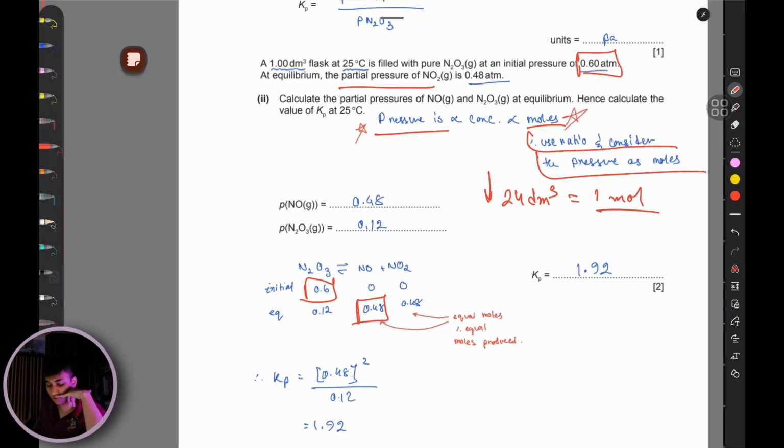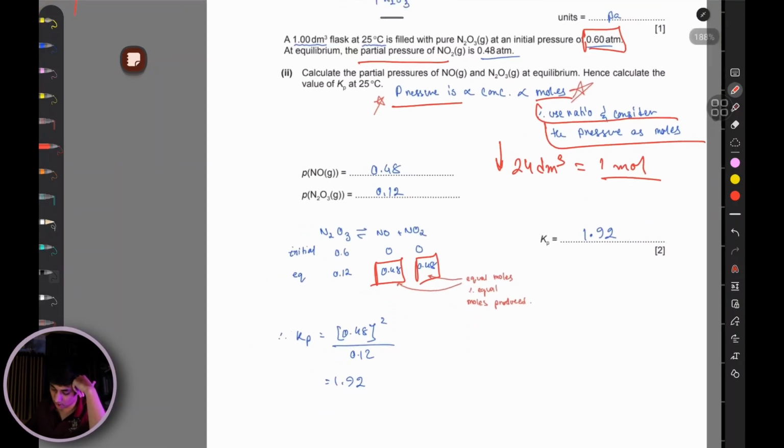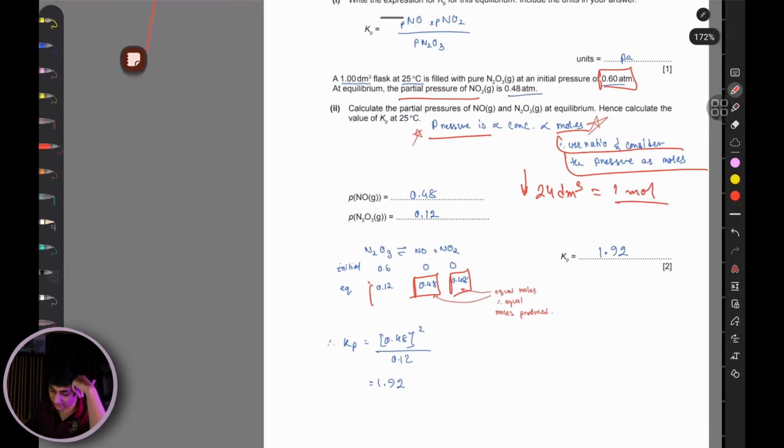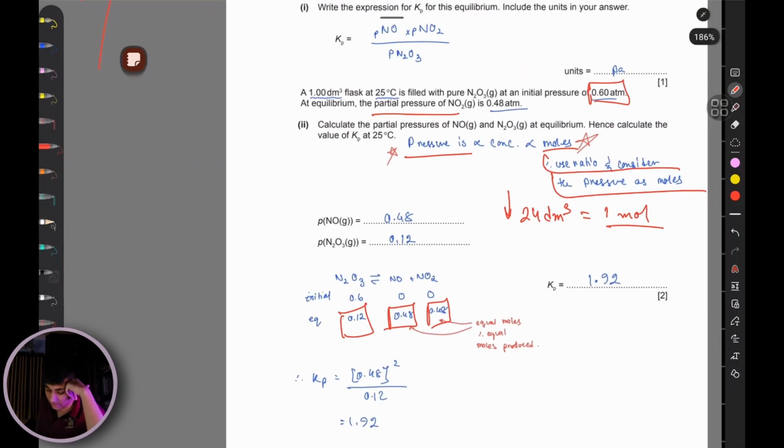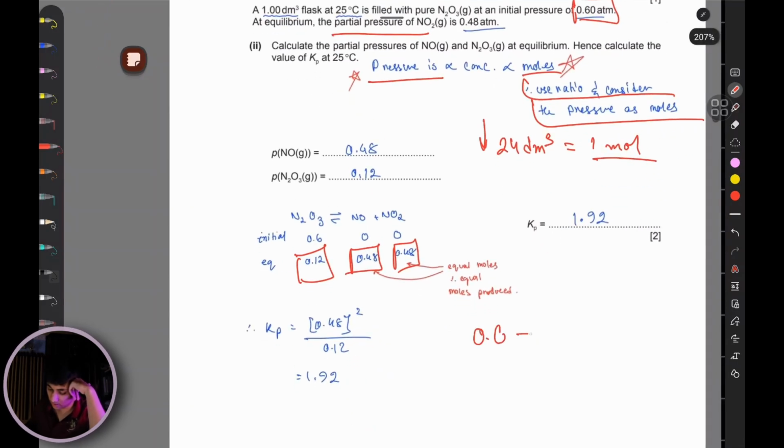What is the partial pressure of NO going to be? It is going to be 0.48 as well, because the molar ratio is the same. Hence, the partial pressure of both of these compounds is going to be the same, 0.48. Fair enough. Now, after dissociation takes place, you're going to see that the rest of N2O3 is going to be 0.12, since 0.6 minus 0.48. Now you're going to ask, how is there 0.12 left?